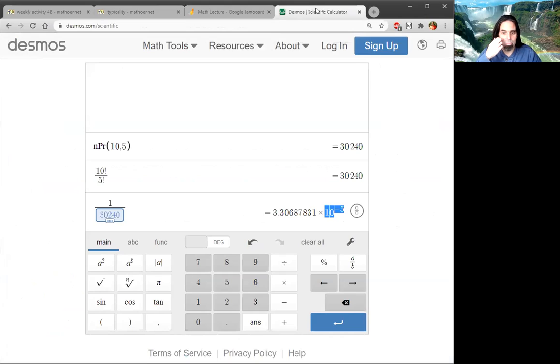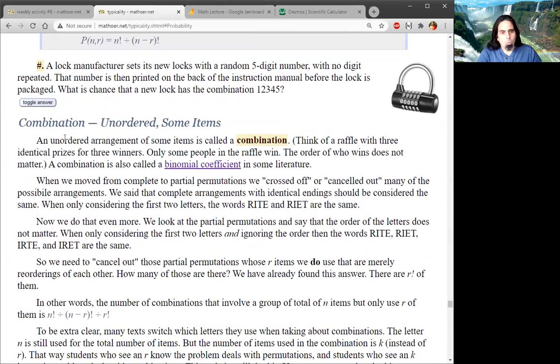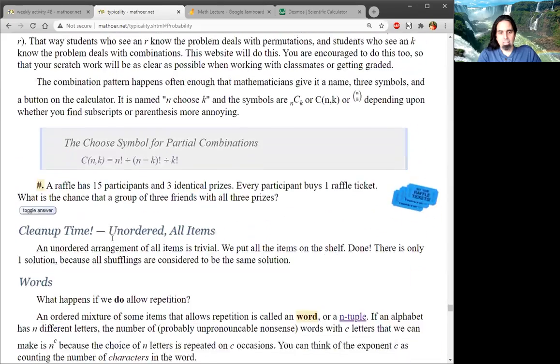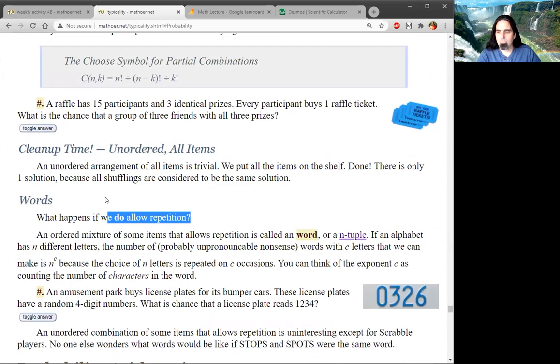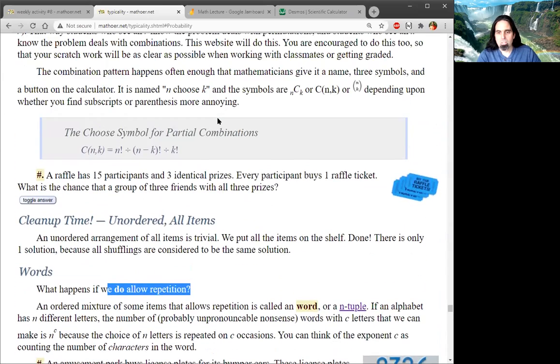Okay, and now we're 5 minutes after. We have unordered things to talk about. And then we have what happens if we do allow repetition. That's really quick. And that's all the different kinds of arrangements.